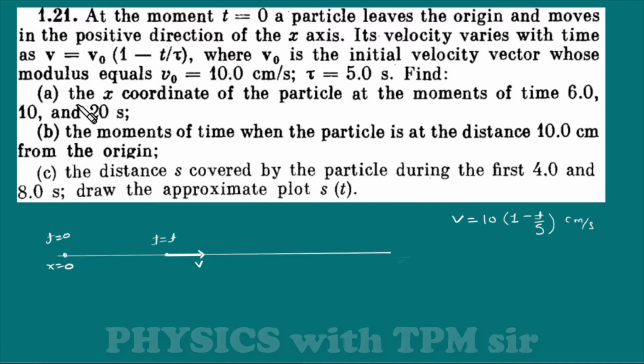Now what we have been asked, first: find the x coordinate of the particle at the moments of time t is equal to 6 second, 10 second and 20 second. This is a relatively easy question because we just have to find the x coordinate using integration. Let's solve this part first and then we will discuss the second part.